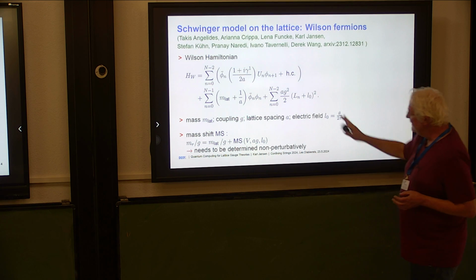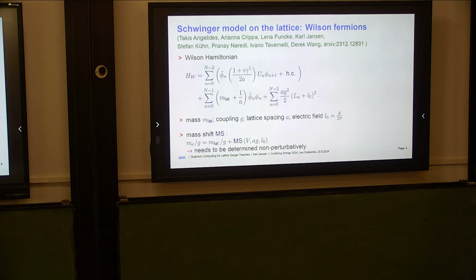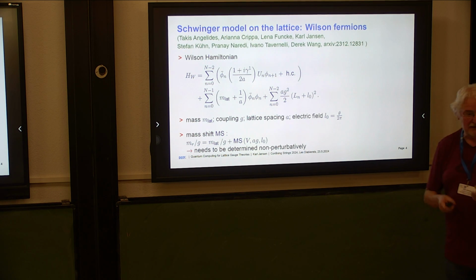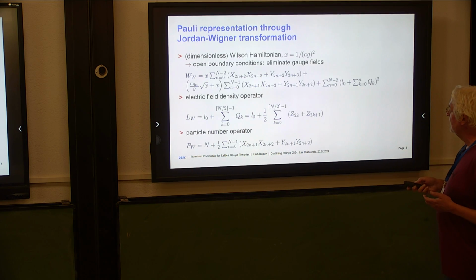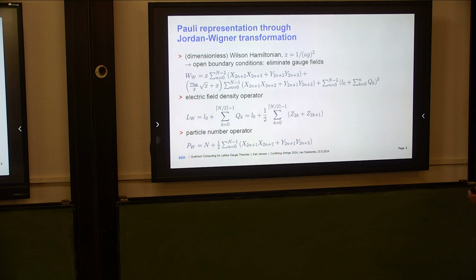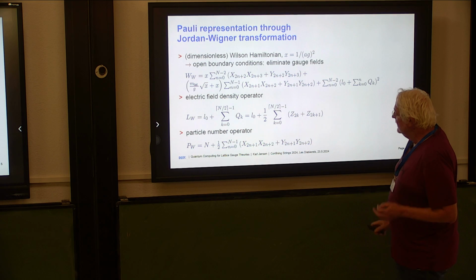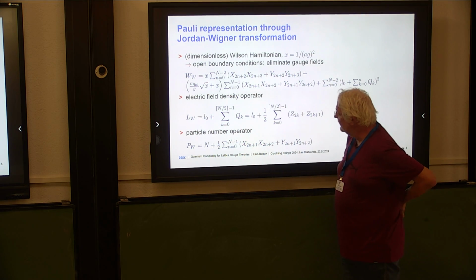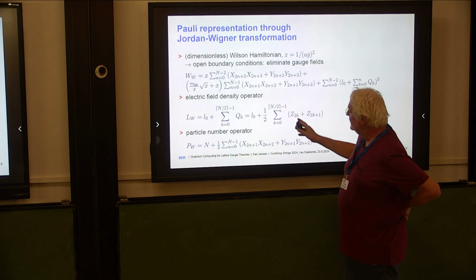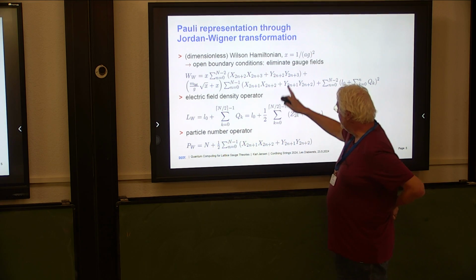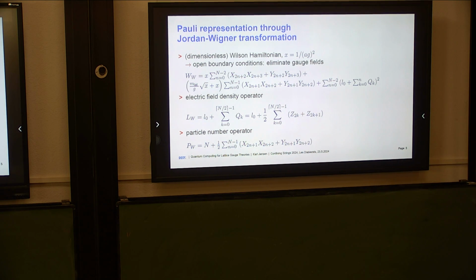So this is the discretized version, and now you have to do something that Alice called encoding. How can I make this available for a quantum computer? And this goes through the Jordan-Wigner transformation, and through this Jordan-Wigner transformation, you can express this Hamiltonian in terms of Pauli matrices. So these X and Y's, they are Pauli matrices. This all looks pretty complicated, but you can write it down explicitly.